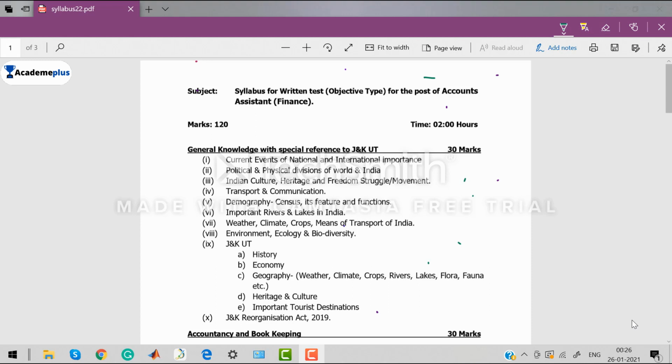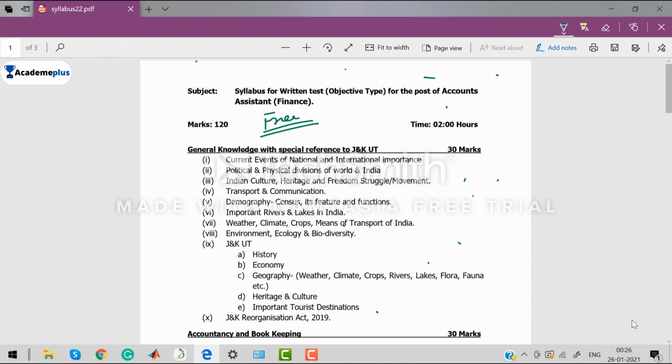Before discussing the syllabus, I just want to mention that we are going to provide you everything free. You don't have to pay us anything. You will get material in the form of lectures, in the form of PDFs, in the form of MCQs, so it will be free of cost. You don't have to pay us anything, right?